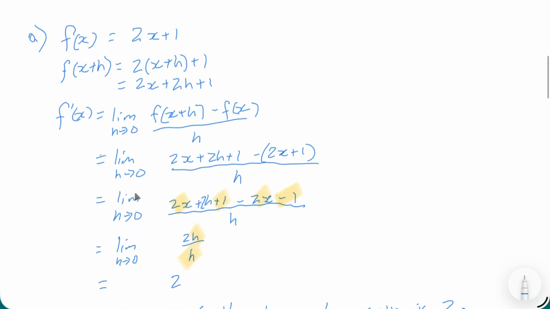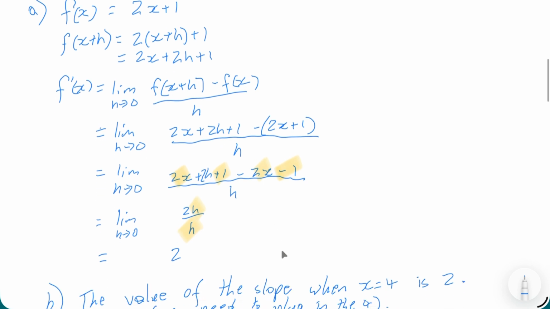Now it becomes the limit as h approaches 0 of 2x plus 2h plus 1 minus 2x minus 1, because a negative times a positive gives a negative, so you distribute the negative and it becomes minus 1, all over h. Notice the 2x will undo the minus 2x, the plus 1 will undo the minus 1, so you're left with the limit as h approaches 0 of 2h over h, and so that will simplify to just 2, because the h's undo each other by division.